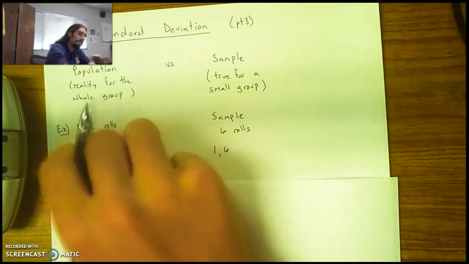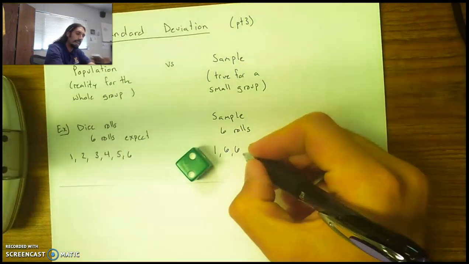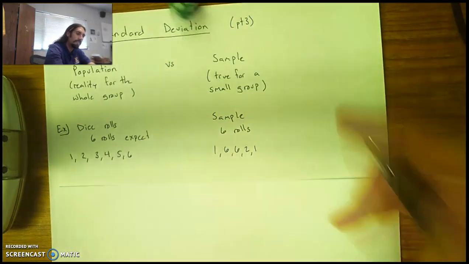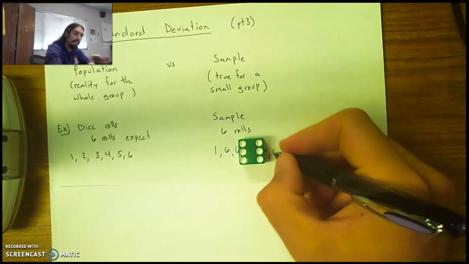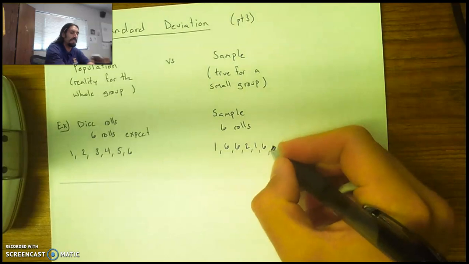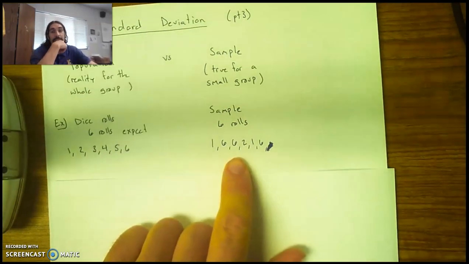I got a 1, I got a 6, I got a 6 again, I got a 2, I got a 1, I got a 6, and a 6 again. So I ended up getting 4 6s at, well, I just did that 7 times. Whoopsie. There's 6, okay? 6 3 times though.